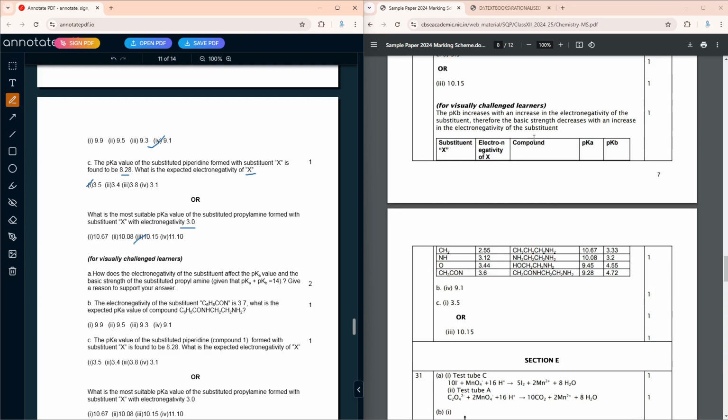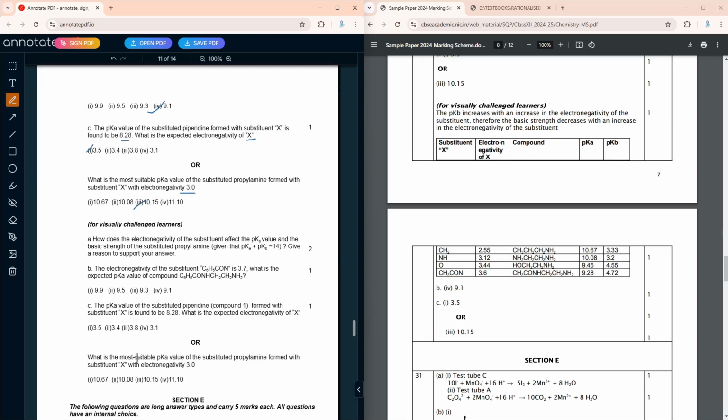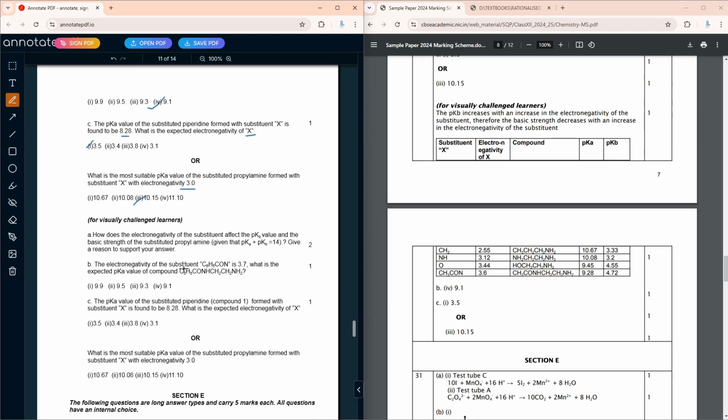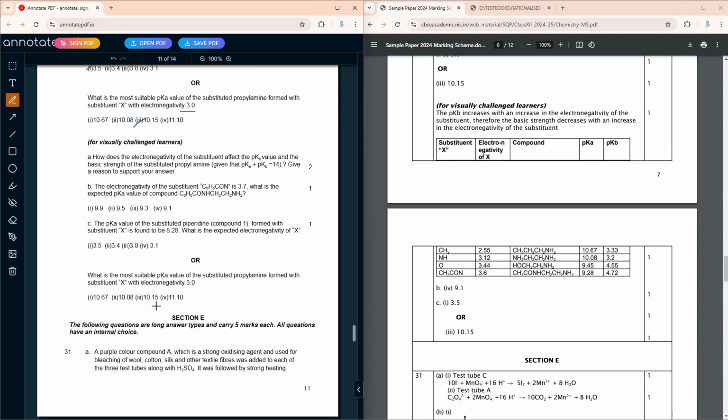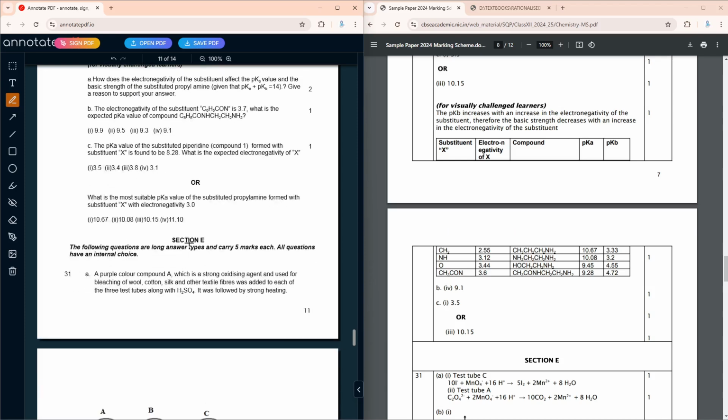And then you're just going to explain that when you have an increase in electronegativity of the substituent, basic strength will decrease. And then you have question B, C, and this question. All of these are the same for both cases. You're just figuring out the trend and trying to mark off which option suits the best. Now, that's it for Section D.